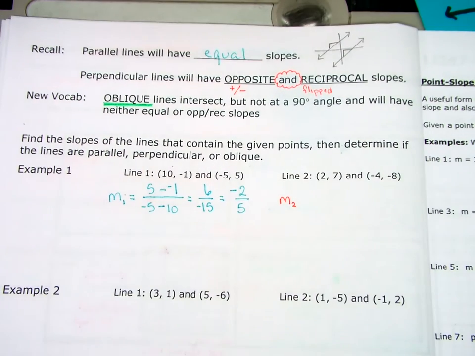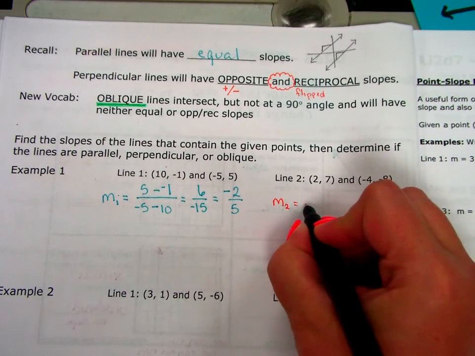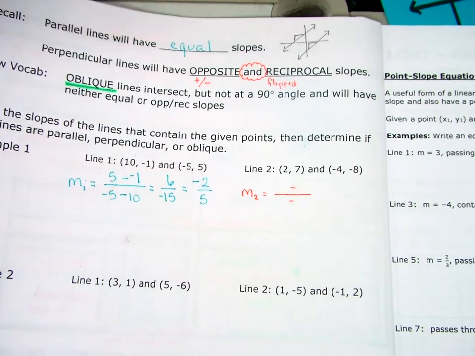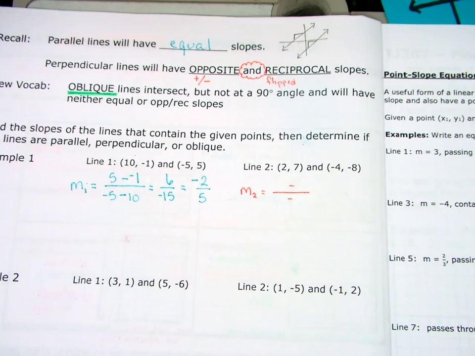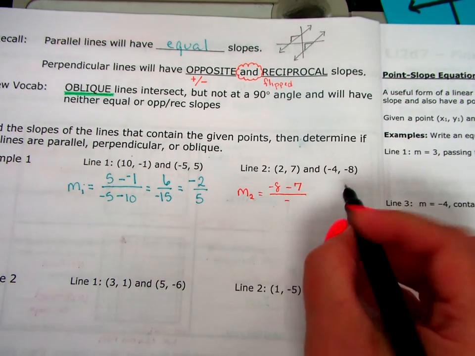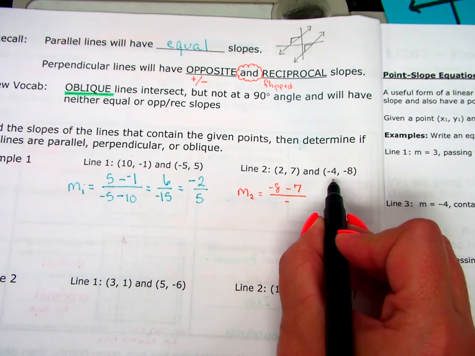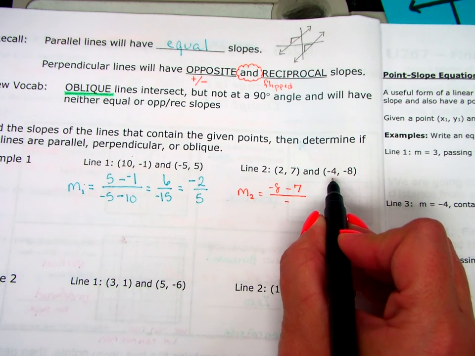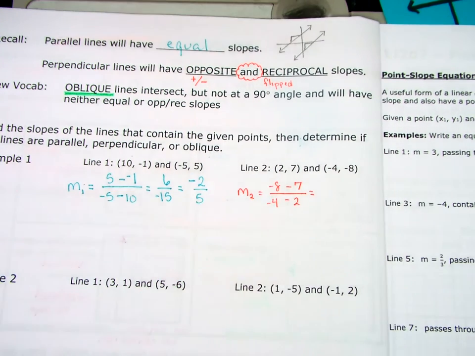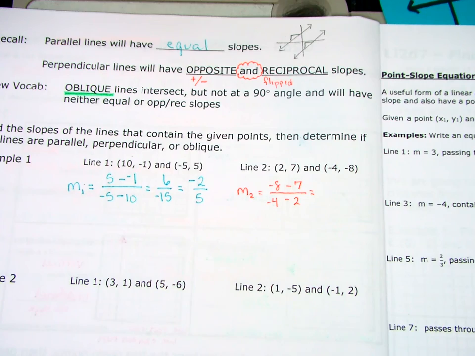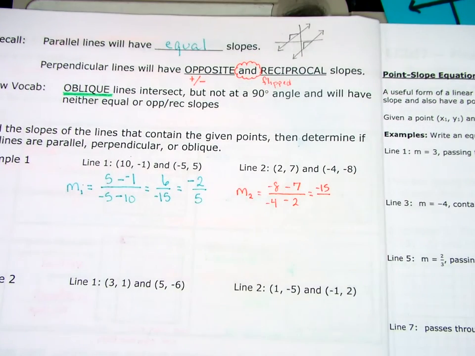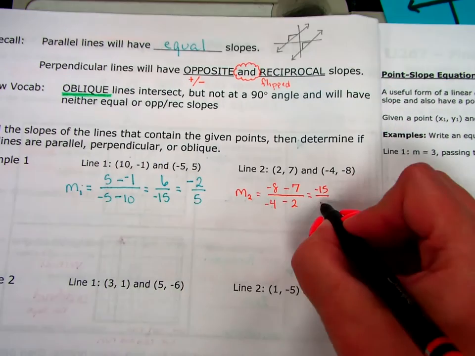M2, the slope from line 2, equals minus. Okay? What am I going to put in the numerator? Negative 8 and 7. So if I started with negative 8, I have to start with negative 4 and then 2. Negative 8 minus 7, negative 15. Negative 4 and negative 2, negative 6.